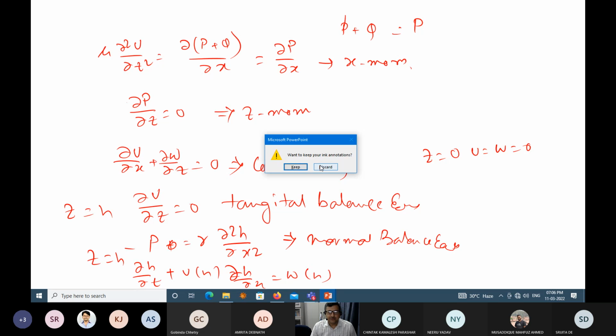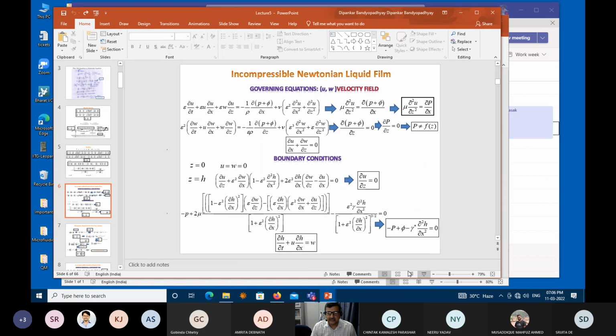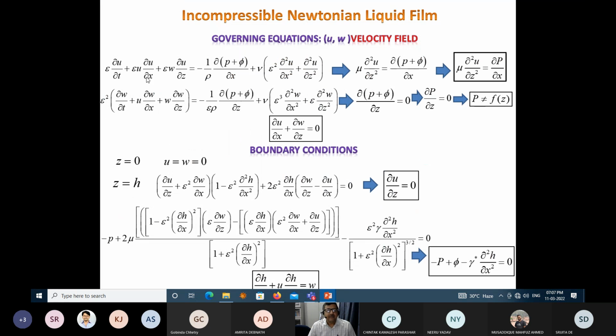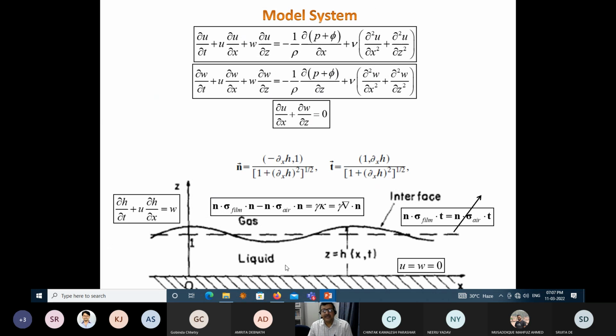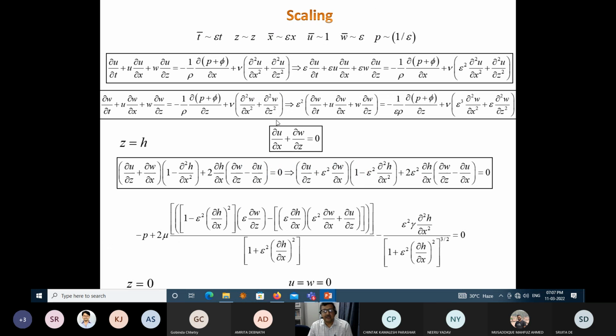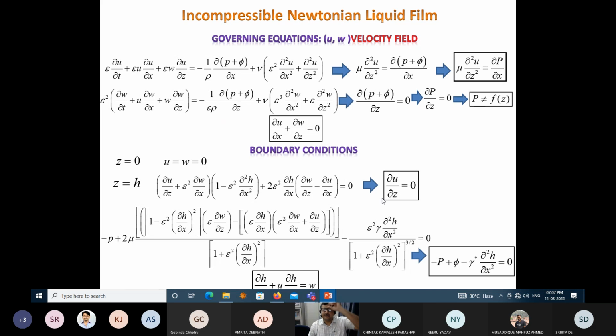So essentially, you may see this set of equations are obtained here. X momentum gives me this equation, Z momentum gives me this equation. This is my continuity equation, this is my tangential stress balance, this is my normal stress balance, and this is my kinematic equation. So the complicated set of equations, with an order of magnitude analysis, you are able to reduce into a set of equations. Now this is manageable. And this is true for what? Incompressible Newtonian thin liquid film.